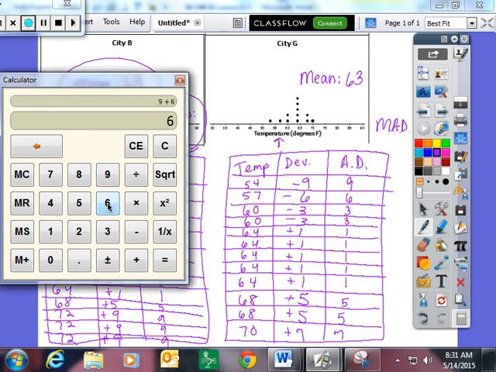9 plus 6 plus 3 plus 3. I have 1, 2, 3, 4, 5 ones, so I'm just going to add 5. Then 5, 10 plus 7 is 17. And altogether, this is 12 numbers that I added. So when I divide that by 12, I get a MAD of, if I round it to the nearest tenth, of 3.6.